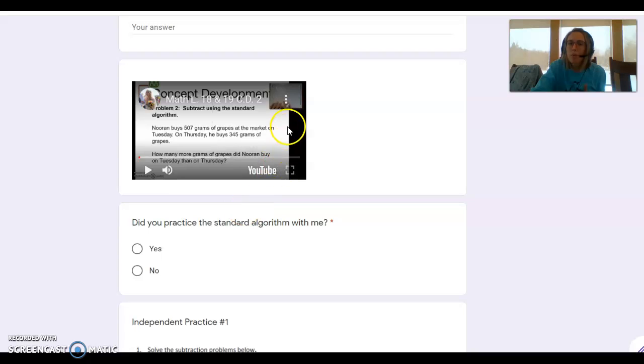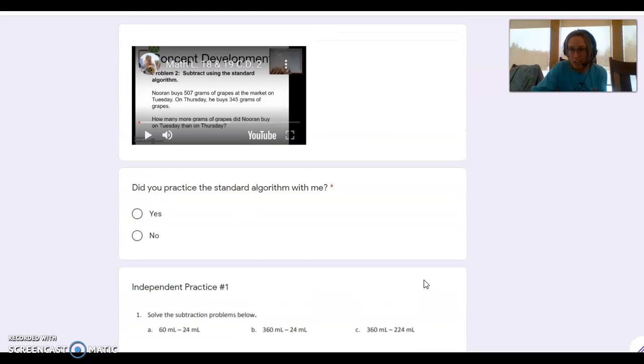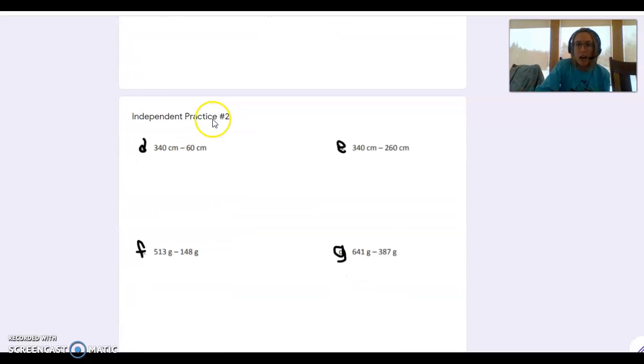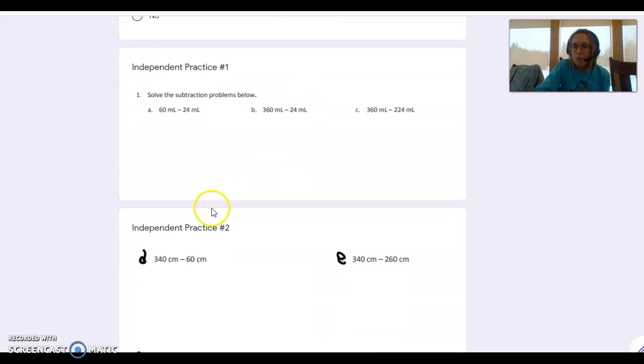The second problem we talked about was using our standard algorithm, where we stack the numbers on top of each other and we borrow, we use our place value chart. That's what that one was all about. So if you get to our independent practice and are a little confused, I would come back and I would watch this video because I go over exactly how to set up your problem and how to use a place value chart, which you can very easily draw on your own. I only want you to spend about 10 minutes on these problems right here.